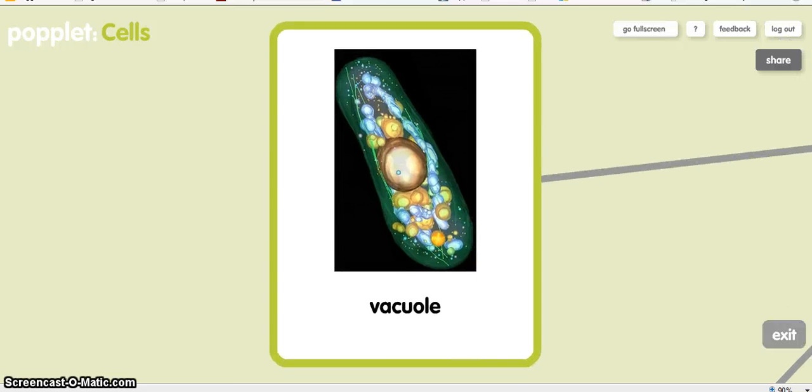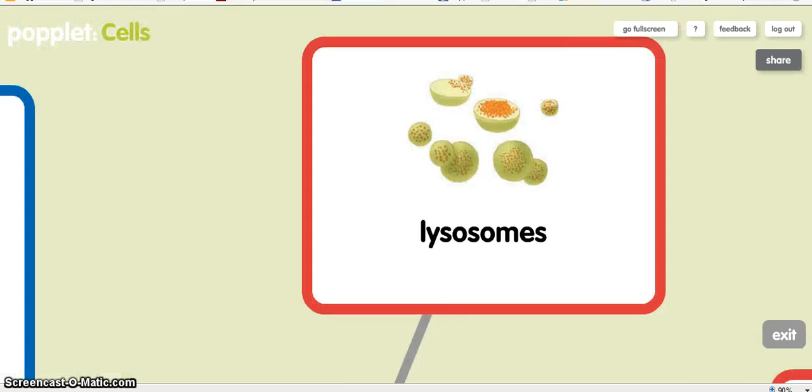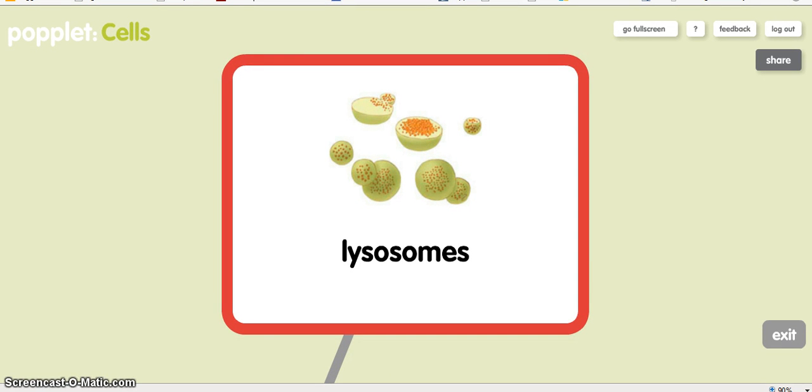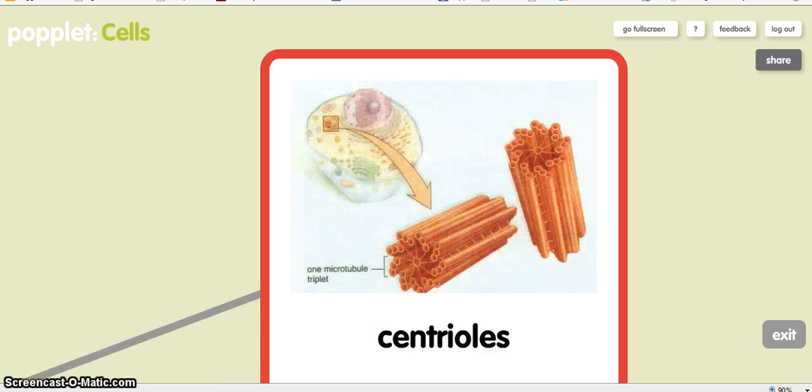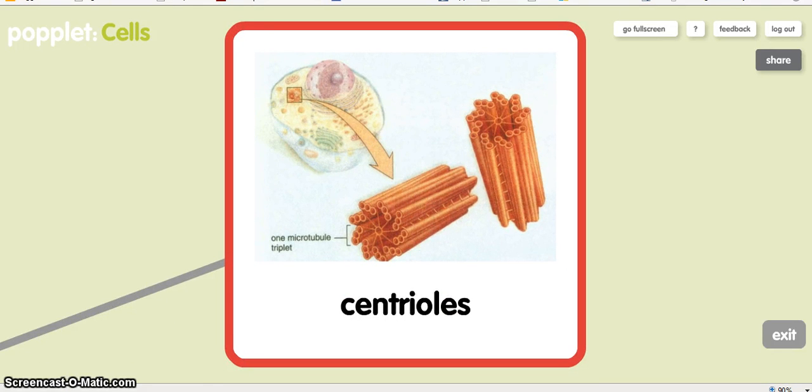Plant cells also have large vacuoles, which store nutrients, break down wastes, and give the cell its shape. In animal cells, lysosomes serve as the cell's waste disposal system. They digest old and unwanted molecules in the cell. Animal cells also have centrioles, which are made of microtubules. Found near the nucleus, they help with cell division.